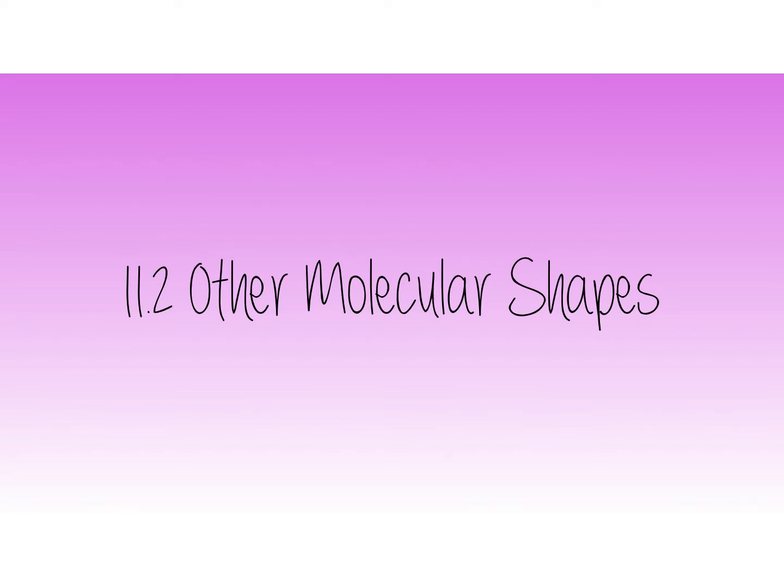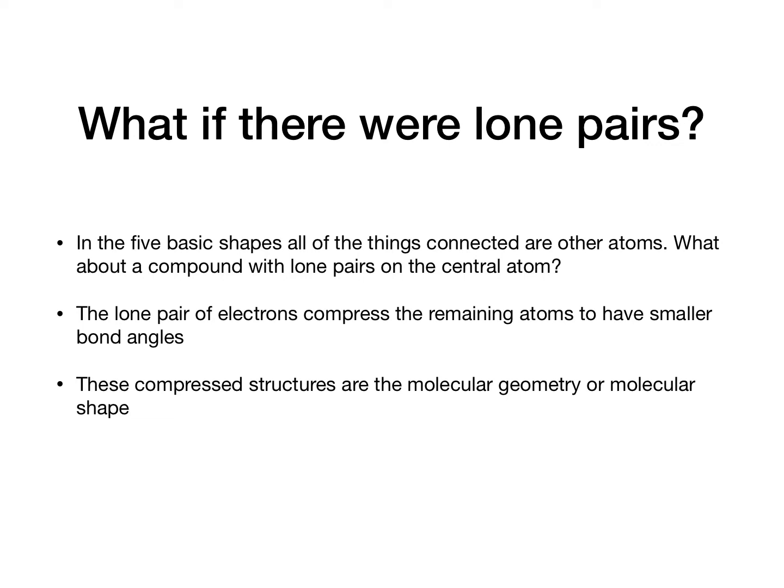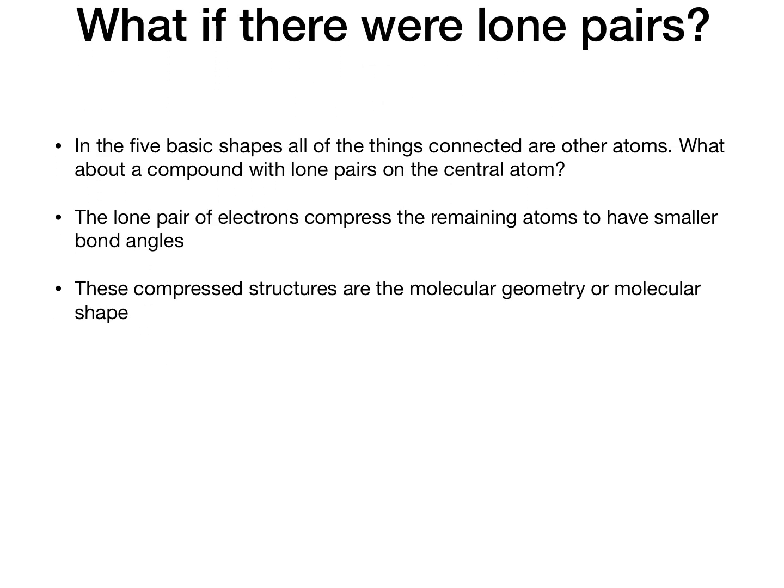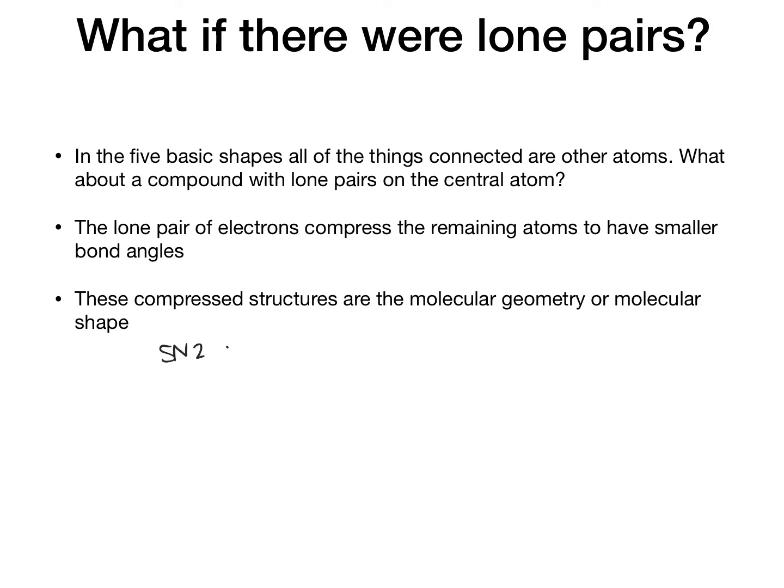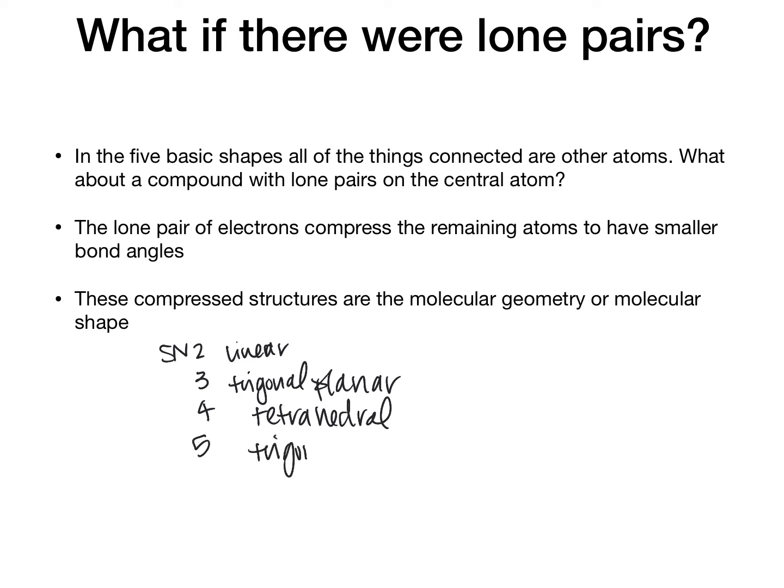So in this video, Other Molecular Shapes, we're going to expand upon the 5 basic geometries. The 5 basic shapes are related to steric numbers. And so the steric numbers are SN2, linear, SN3, trigonal planar, SN4, tetrahedral, SN5, trigonal bipyramidal, and 6, octahedral.